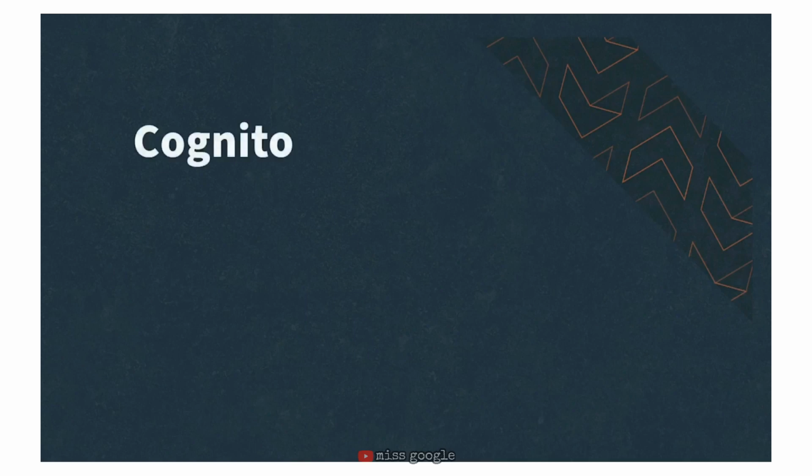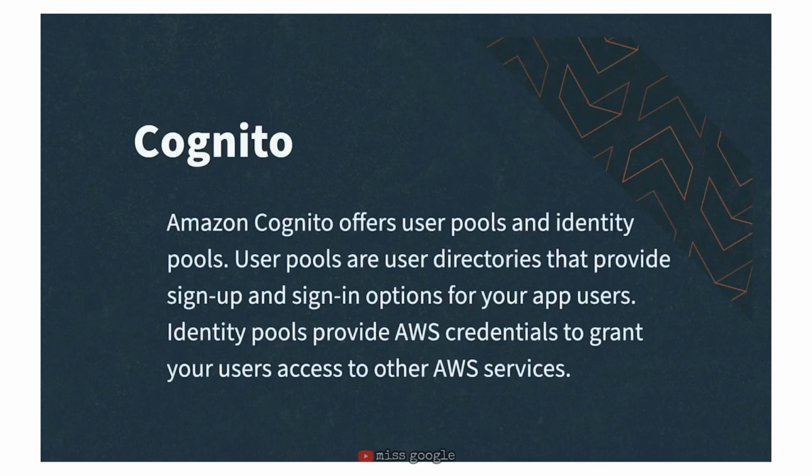Continuing our discussion on how users access services and features through your app or website, we're going to talk about Cognito. Cognito offers two types of pools, user pools and identity pools. User pools are user directories that provide sign up and sign in options for your app users. So basically users that create an account through your app or your website using AWS.